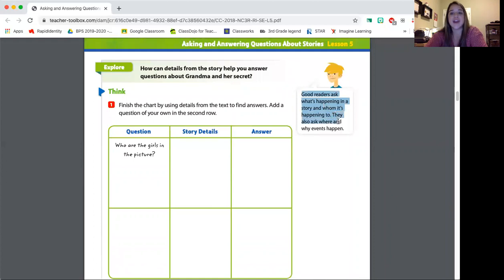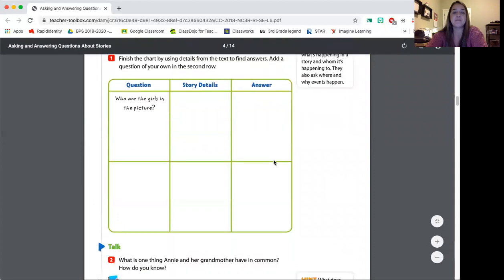Good readers ask what's happening in the story and whom it's happening to. They also ask where and why events happen. There you have your 5 W words. Who, what, where, when, and why. You can pick.